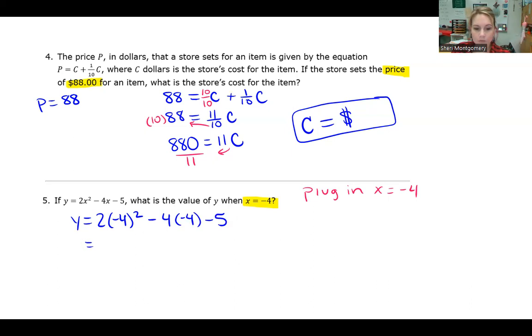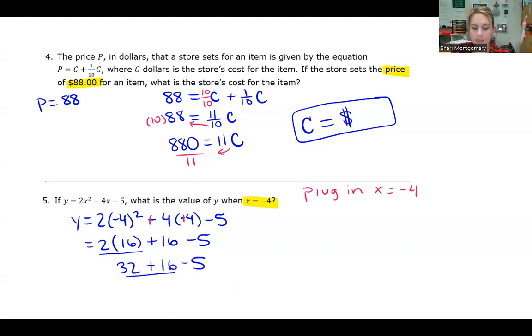So I get 2, and then what is -4 times -4? You get 16, positive 16. And then next I have -4 times -4 again. What is it? All right, so now we have 2 times 16. What's 2 times 16? Y'all have a calculator? 32.